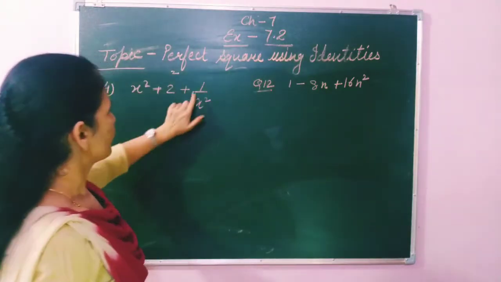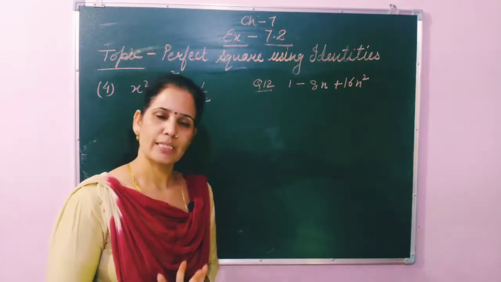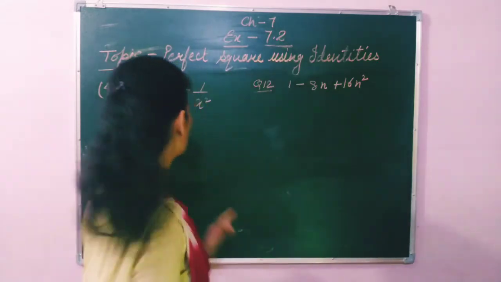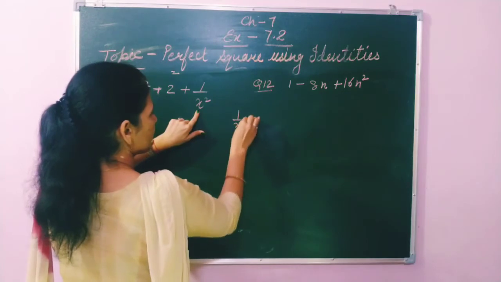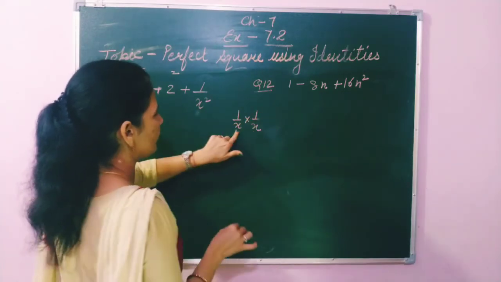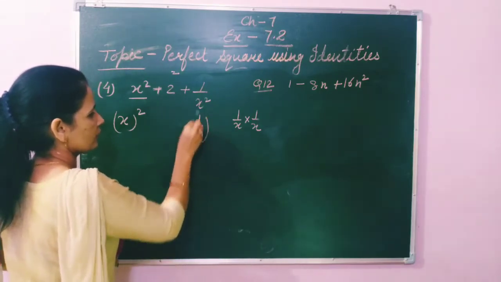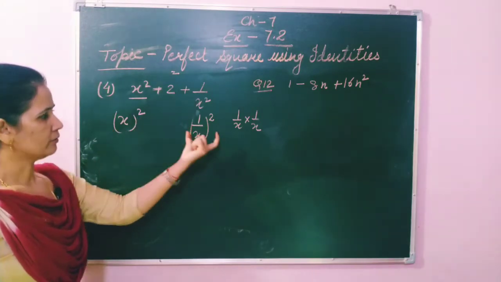The first one they have given in the form of a fraction. No need to worry. Same method we will follow: find out the perfect squares. So here the first perfect square is x square. How? x multiplied by x, that means x square. The second perfect square is 1 by x square. How? 1 by x multiplied by 1 by x, and we will get 1 by x square. So here we will write (1 by x) whole square. So we get from here a square and b square.